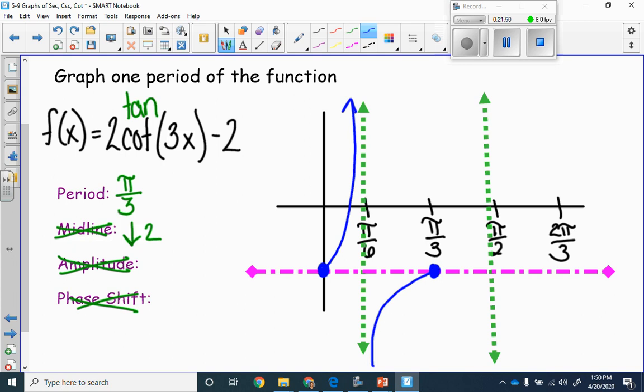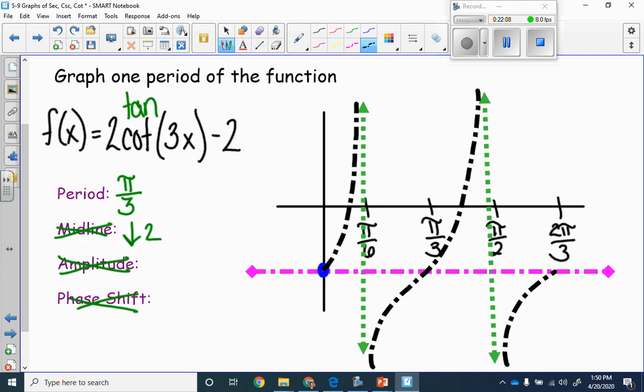And if I were to come up here and then go from here, there's 2 periods of it. So now, and actually I'm going to put this as dotted, because that's not the final answer. Alright, so there's your tangent.